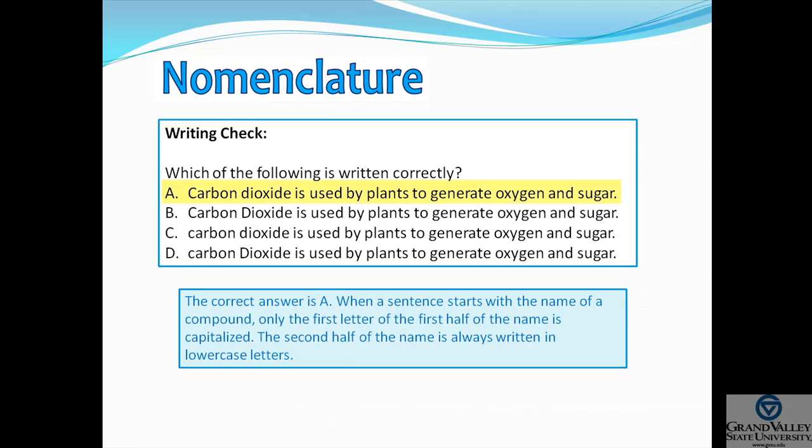The correct answer is A. When a sentence starts with the name of a compound, only the first letter of the first half of the name is capitalized. The second half of the name is always written in lowercase letters.